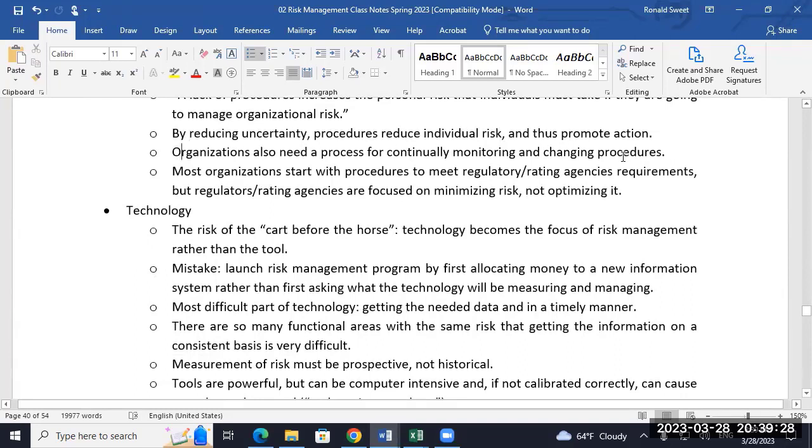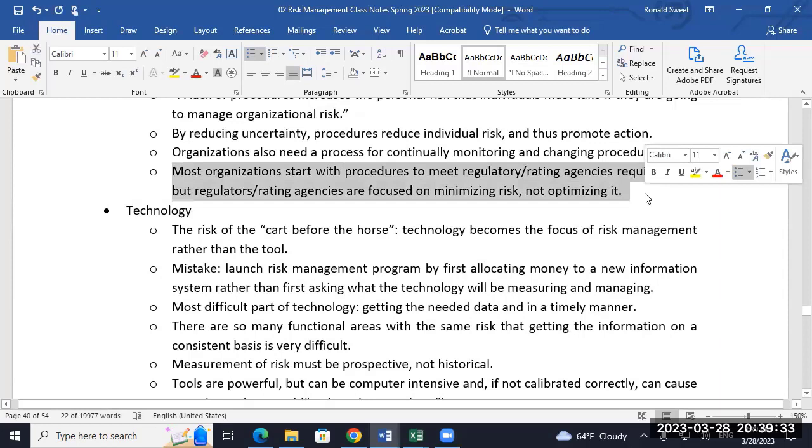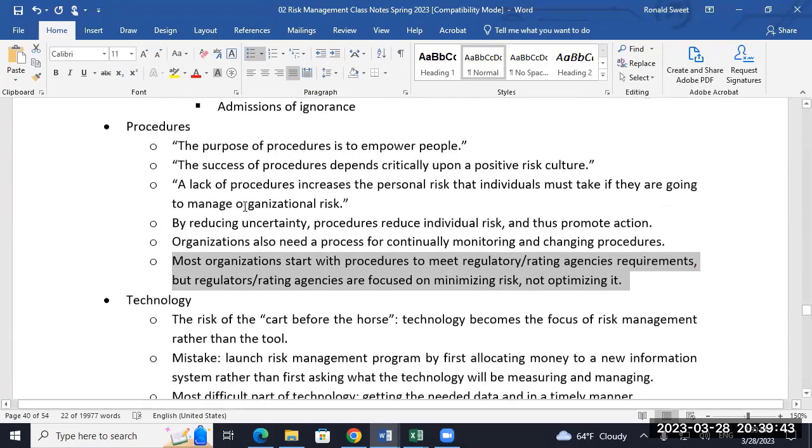Organizations need a process for changing procedures. Don't start your procedures with the regulators and rate agencies, because their goal is risk minimization. Your goal is risk optimization. So you've got to think about it differently. But what you did on paper one is not a bad way to start.